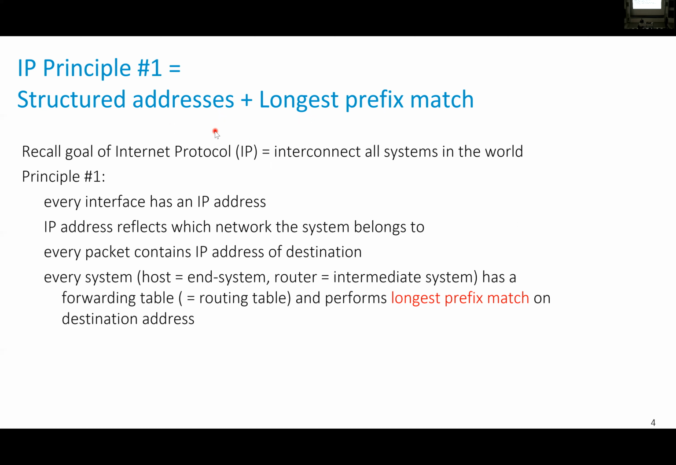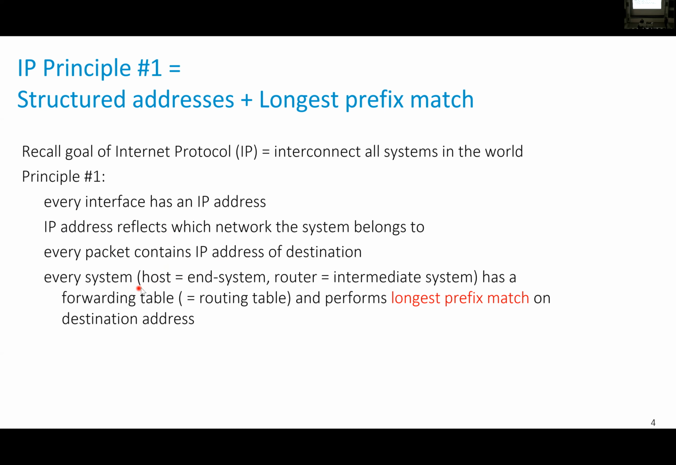And for that, they are structured here. Every interface has an IP address, and the IP address reflects which network the system belongs to, in the sense of where to send the packets in the network. For example, we've seen that EPFL addresses are 128.178 or 128.179. That's a prefix that identifies EPFL in the world. Every packet contains the IP address of destination. We've seen that last week. That's the principle of the datagram network or the postcard analogy.